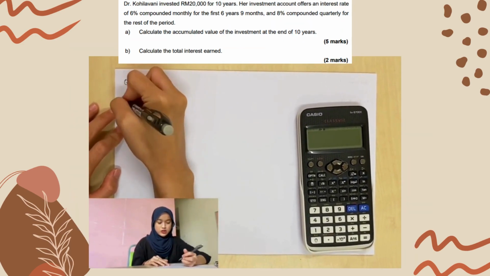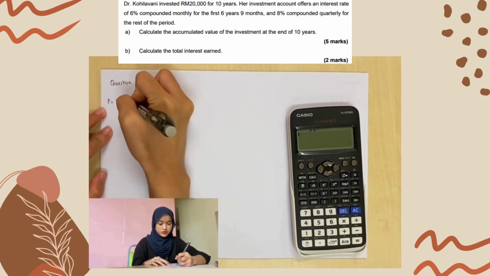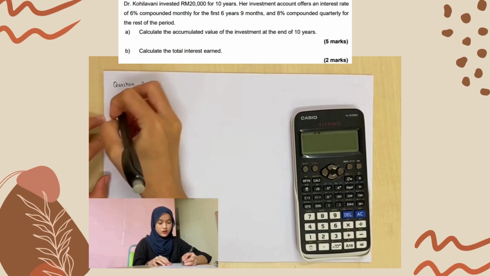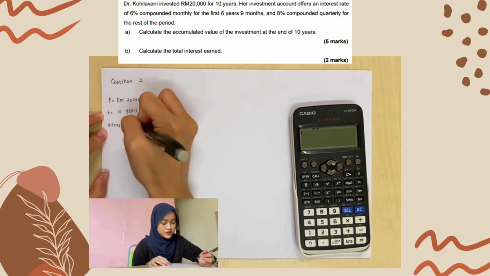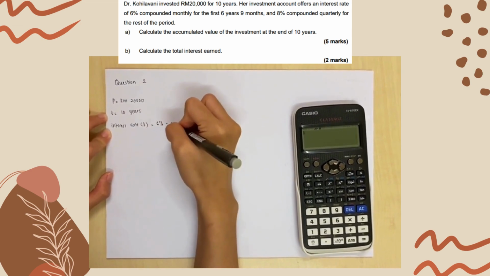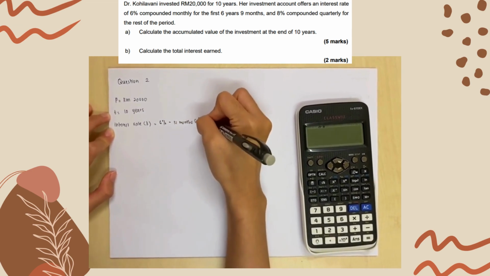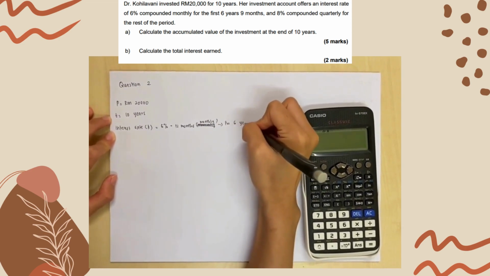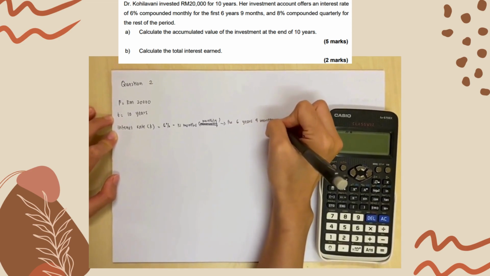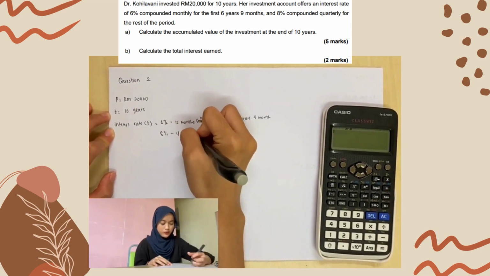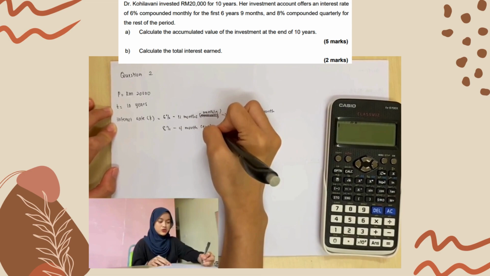The P in this question is 20,000 and the T is 10 years and the interest rate is 6% monthly, equal to 12 months, for 6 years 9 months. The second rate is 8% quarterly, equal to 4 months, for the rest of the period, which is 3 years and 3 months.